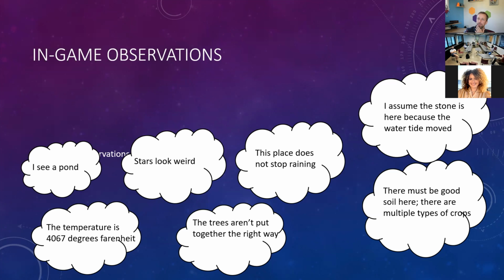So like, this place does not stop raining. Then comparative, saying, oh, compared to the last world we saw, this one is actually much bigger, something like that. All the way to what we want to see again, which is inferential. For example, I assume the stone is here because the water type moved, actually providing a reasoning why it looks the way it does.